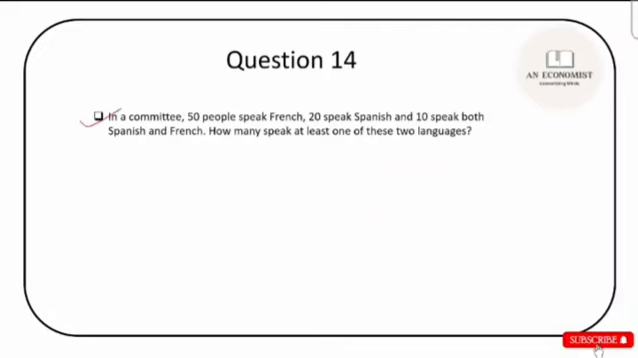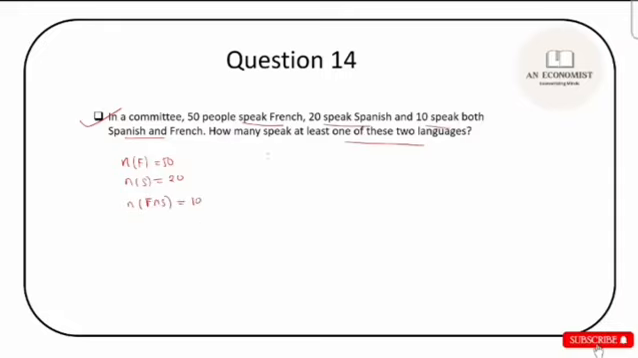Let's quickly do question number 14. In a committee, 50 people speak French, 20 speak Spanish, 10 speak both Spanish and French. How many speak at least one of these two languages? So let us solve this. 50 people speak French, 20 people speak Spanish, and 10 people speak both.